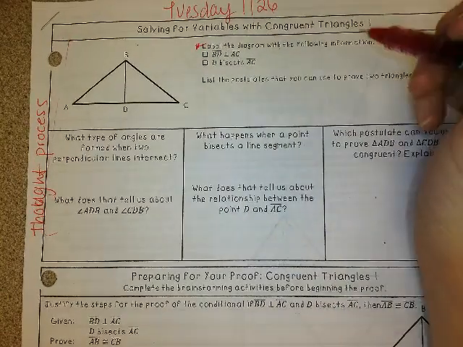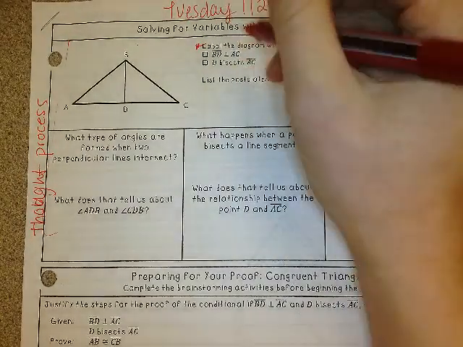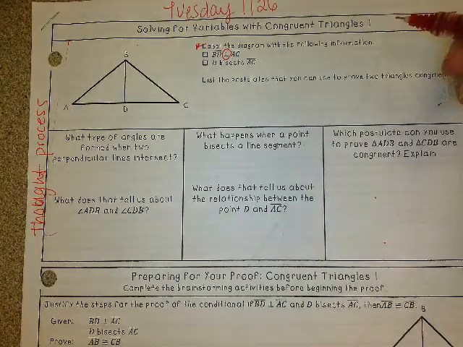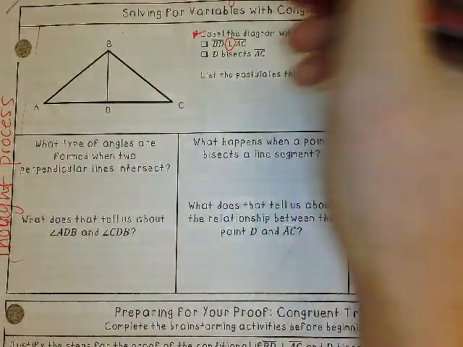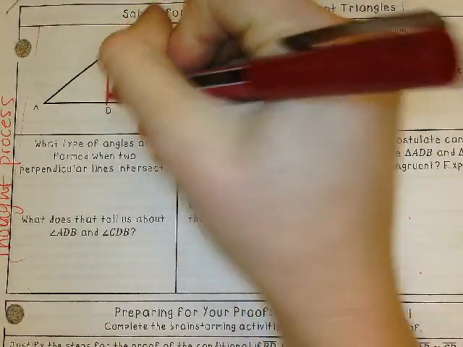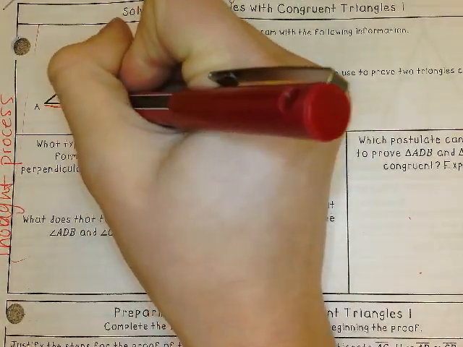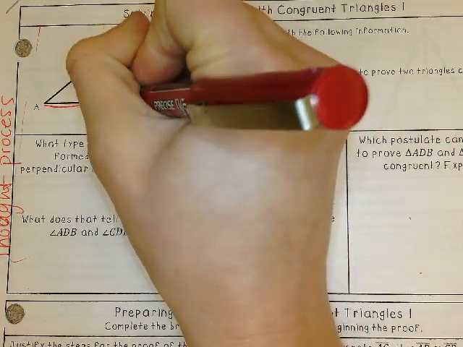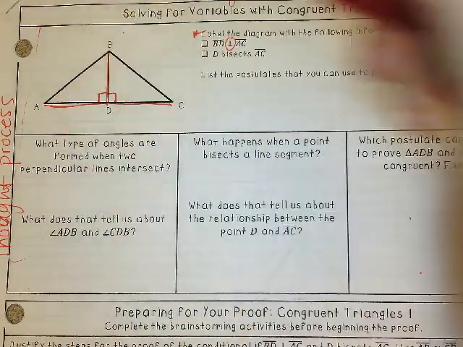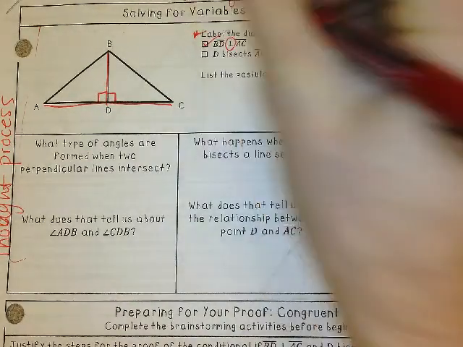So label the diagram with the following information. BD is perpendicular to AC. So here's BD, perpendicular to AC. This is when it's helpful to have different colors. So perpendicular means 90 degrees. Okay, so did that one.